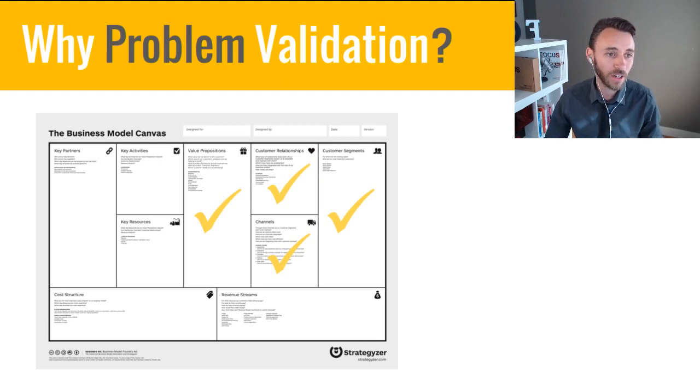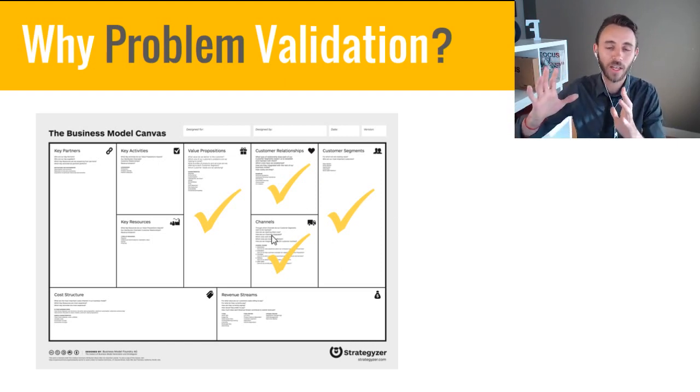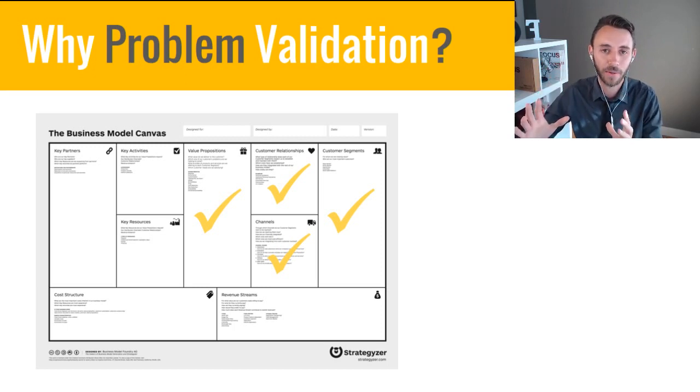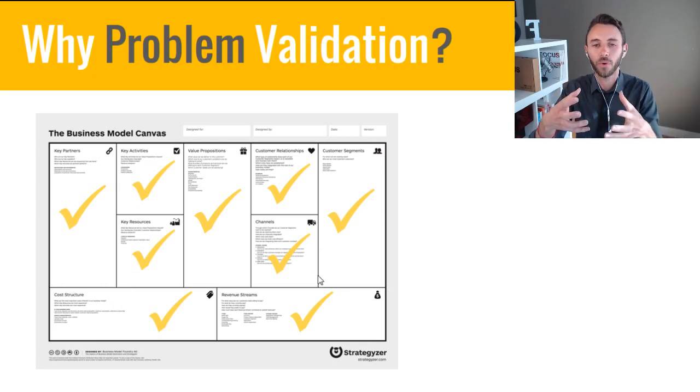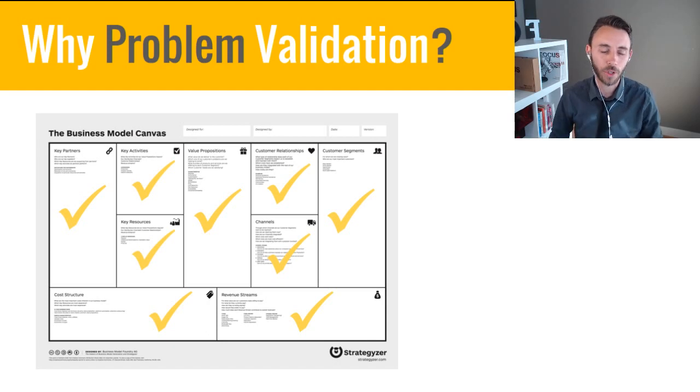So, like you see, the problem validation covers the entire top right quadrant of the business model canvas. And from this quadrant, the rest of the business model flows. So once we know customer segments, value proposition, customer relationships, and channels, we know what our revenue stream should be, and our cost structure and our key activities, resources, and partners. And so this is the heart and soul of entrepreneurship. That's why we're going to focus so much on this.